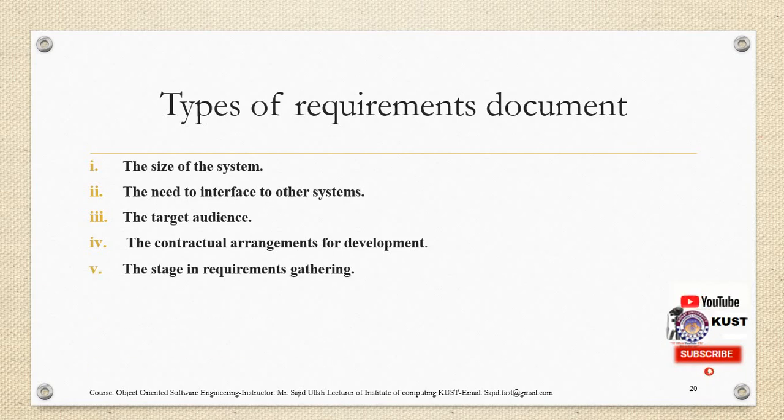The fourth is the contractual arrangement for the development. If you are arranging a contract by which a third party will develop software for you, then you will have to specify the requirements with considerable precision. Similarly, if you are developing requirements under contract for a military client, for example, then you will have to follow specific rules regarding the formats and detail to be provided.